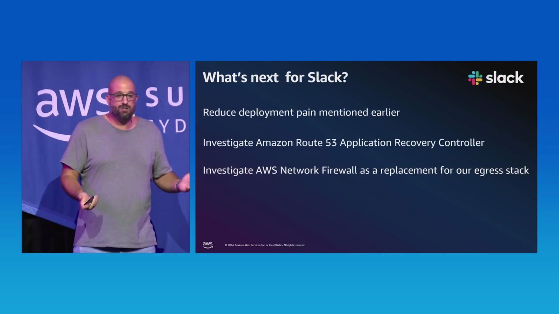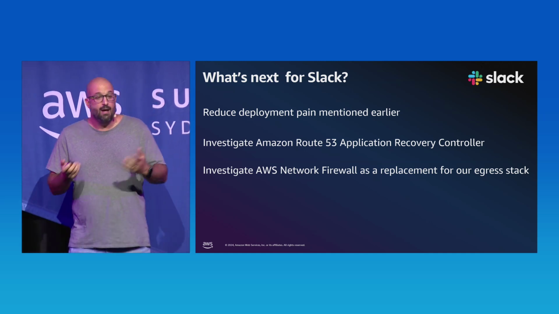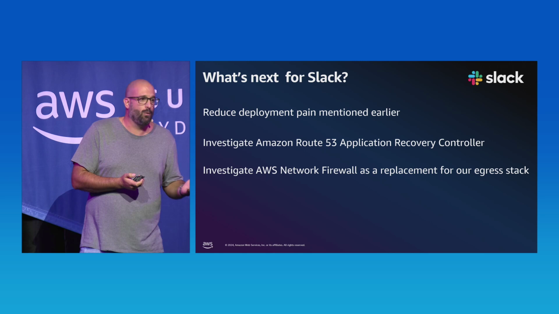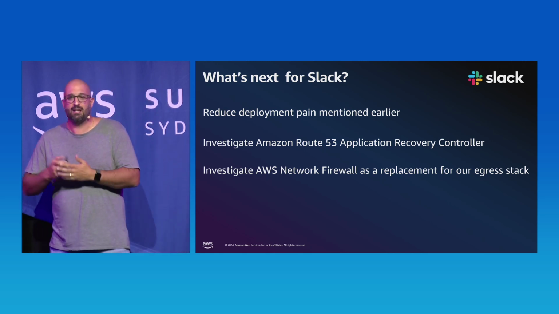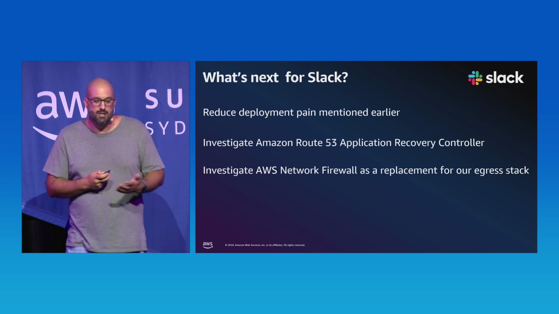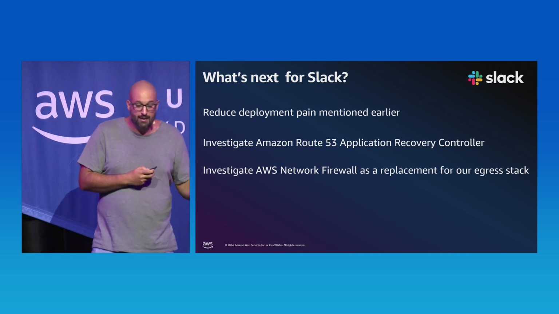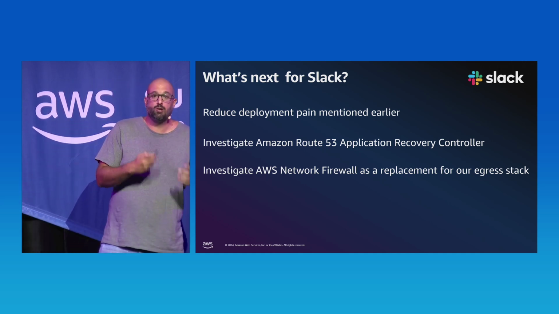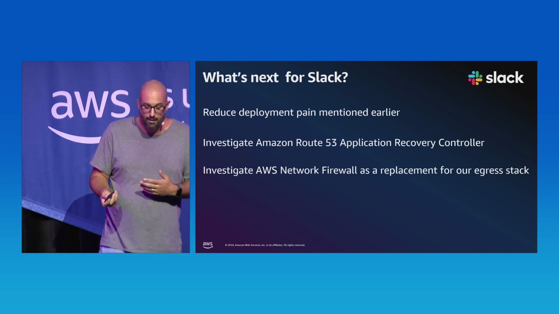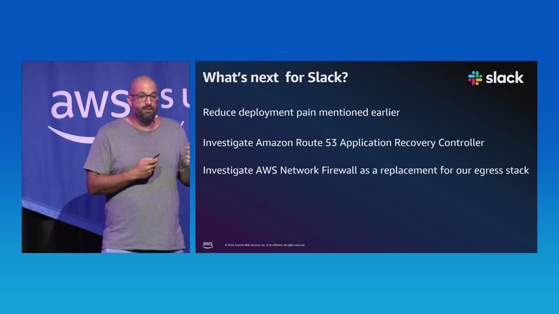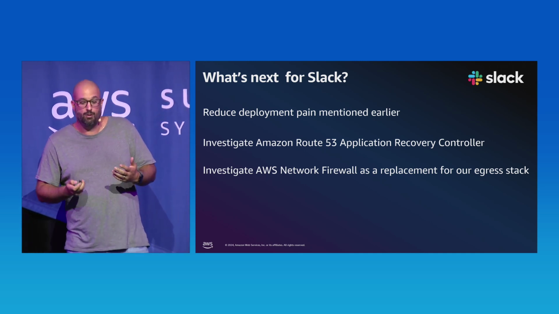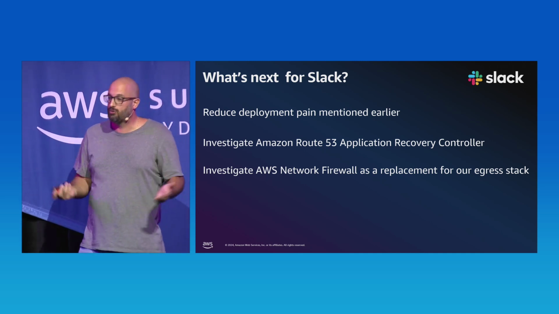So what's next for Slack and our egress platform? As I just mentioned, we need to reduce that deployment pain that we caused. Having someone clicking a button 100 times to get a change out is not good for anyone. We also want to investigate the usage of Route 53 Application Recovery Controller to do a lot of the evacuations for us in both planned and unplanned scenarios. And finally, we want to investigate leveraging a managed service, in this case AWS Network Firewall, as a straight replacement for our entire egress stack.